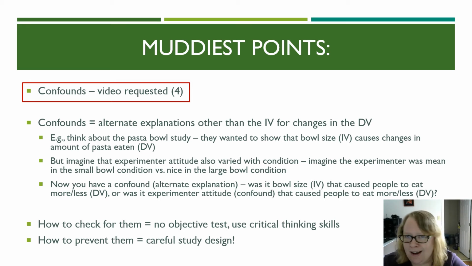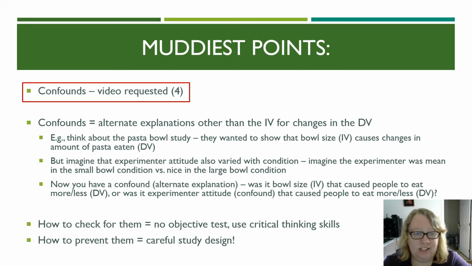It says, well, maybe the IV doesn't matter at all. Maybe the confound is the real thing that's causing that change. The confound is the cause in the cause and effect relationship, not the IV. That's a big problem. That's a huge internal validity threat, because these researchers want to make this causal claim that bowl size influences amount of pasta eaten. But if there's a confound, you can't make that claim anymore, right?